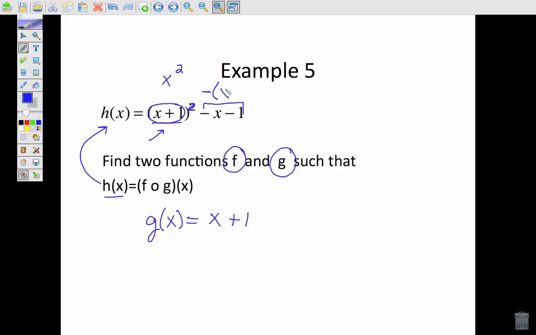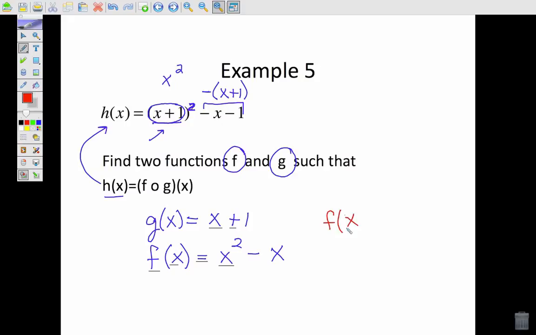So how can we make this expression in x plus 1? By factoring a negative out, you get x plus 1. So f of x has to be, you got the x squared from the beginning, and then you got minus an x.